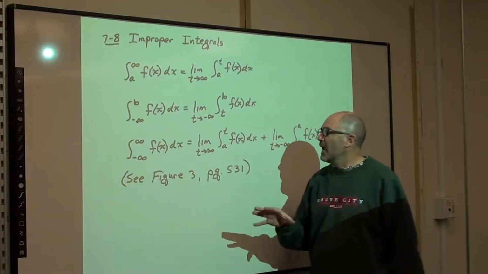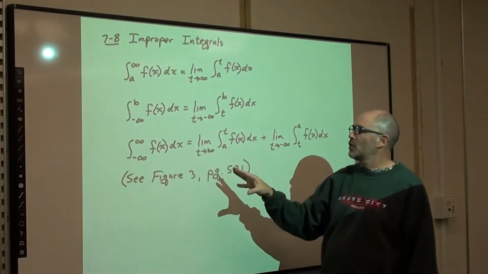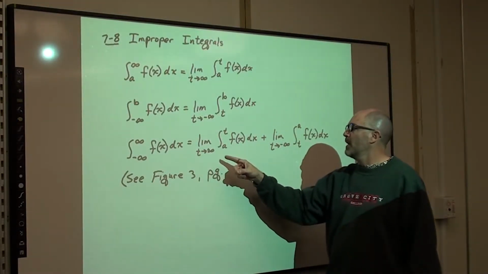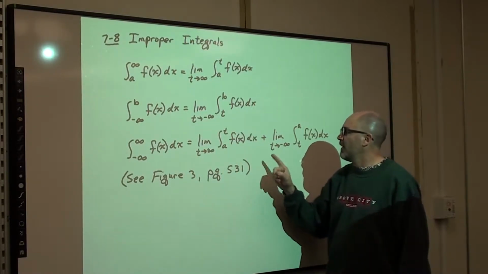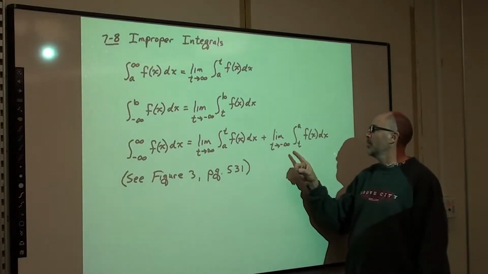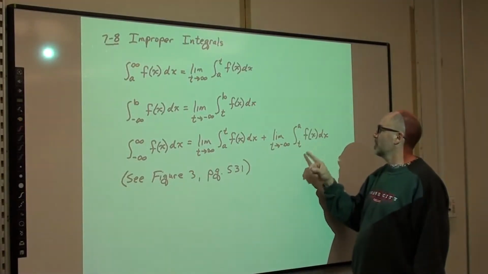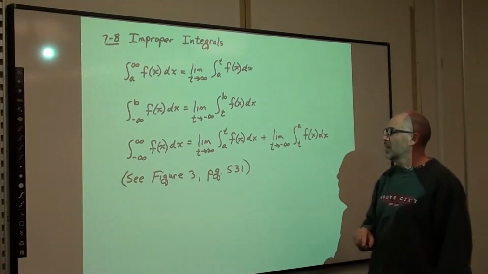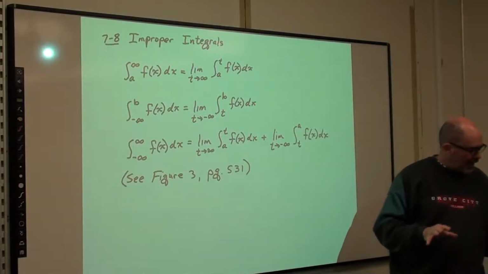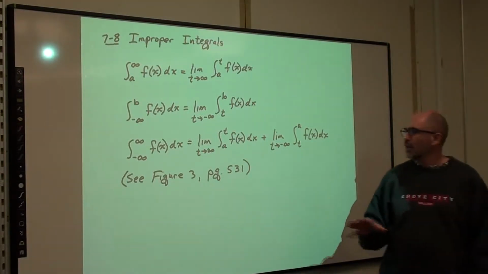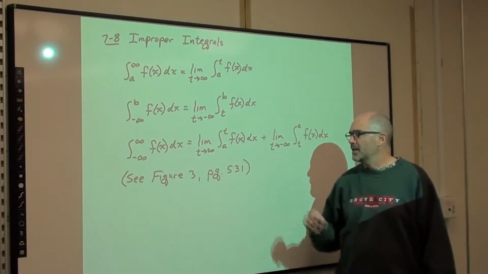Now, if we have infinite limits on both sides, then you have to do two different integrals. We're going to do the limit as t approaches infinity of the integral from a to t of f of x dx, and then the limit as t approaches negative infinity of the integral from t to a of f of x dx. So check out figure 3 on page 531, and you're going to see what it means to have an infinite area that we're calculating a finite sum of.